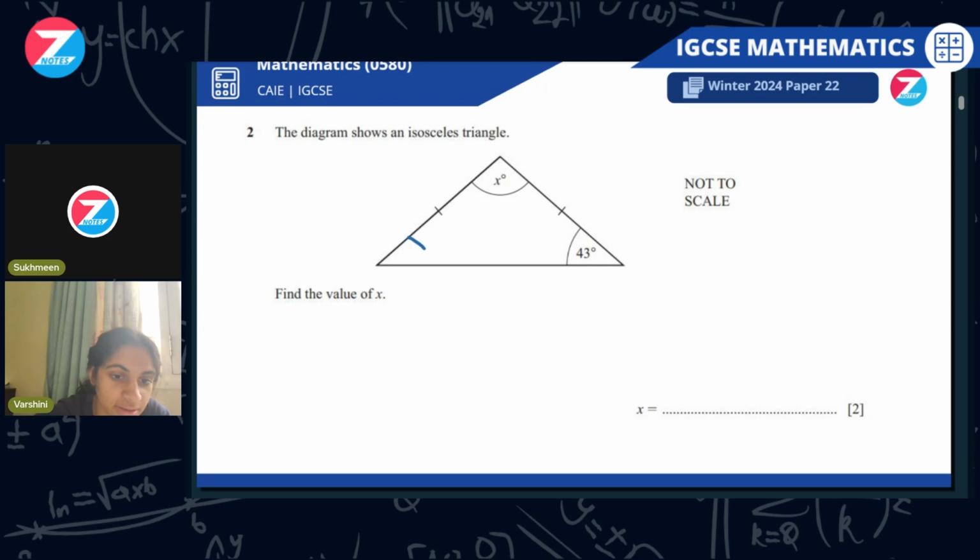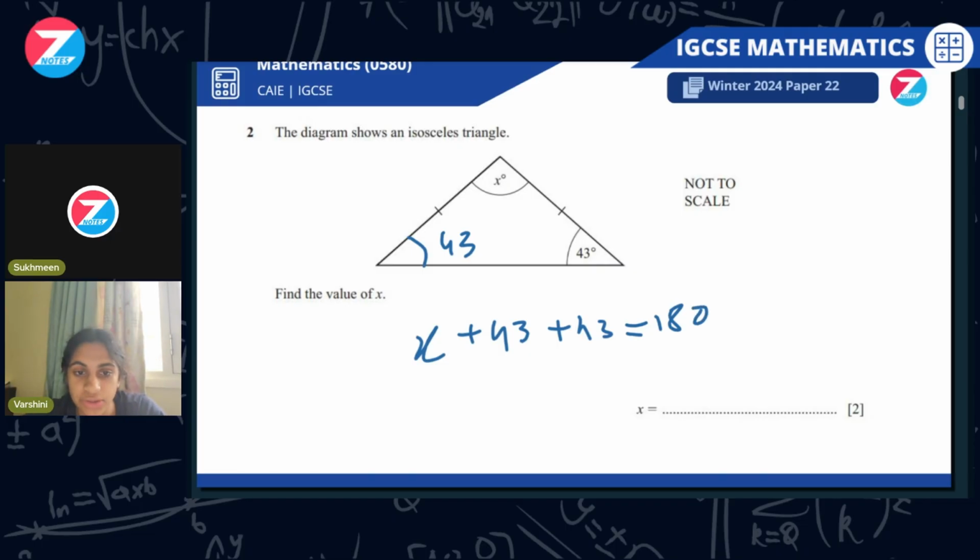So we know that this angle over here is going to equal 43 degrees. And we also know that angles in a triangle add up to 180. So we know that x plus 43 plus 43 equals 180. Now to find x, all we have to do is make x the subject of the formula. So again, we just subtract 43 and 43 from this side to remove them from this side. So we're going to get x equals 180 minus 2 times 43. So again, all you have to do is put that straight into your calculator and you'll get 94. So we know x equals 94.